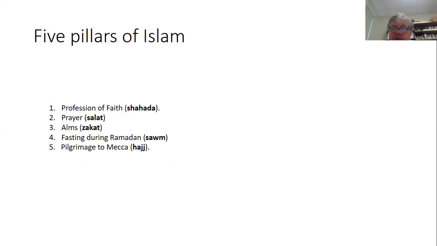So the reason why we look at this is it's part of the 5 pillars of Islam. These are the religious obligations of any good Muslim. There's the Shahada, the profession of faith, Salat, praying towards Mecca 5 times a day, alms, which we'll be talking about, the zakat, fasting during Ramadan, and pilgrimage to Mecca at least once in your life.